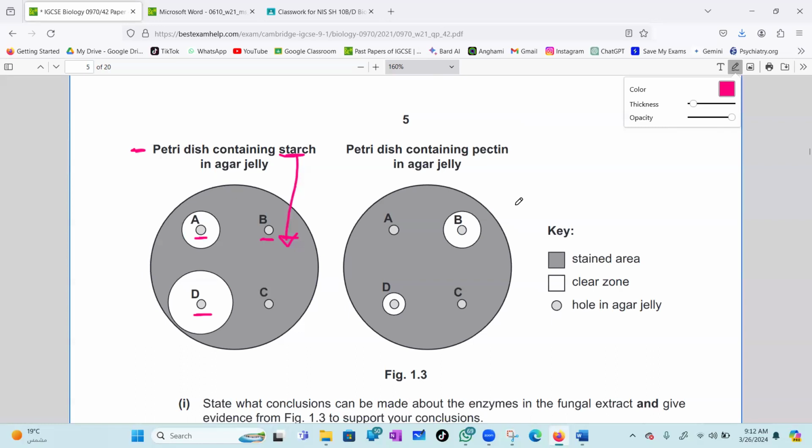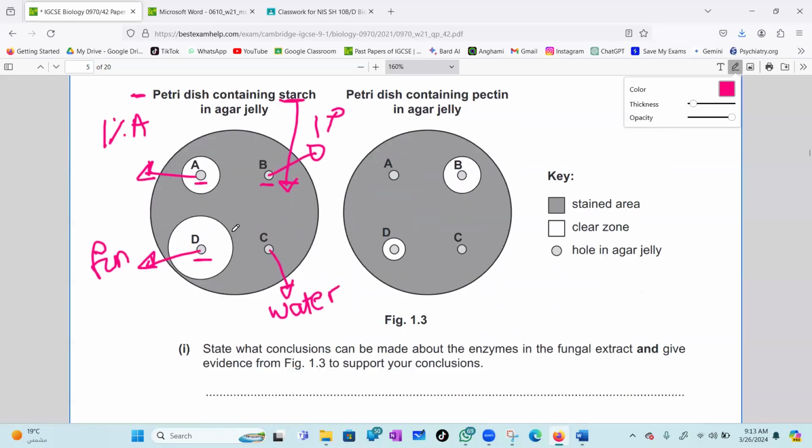A was 1% amylase. D was a fungal extract. B was 1% pectinase, and C, only water. And then they left it in this situation for a couple of hours or days, I don't remember. And then they looked at the clear zone. This is the clear zone. Now, what does this clear zone show? That the starch and pectin were digested by the enzyme or not?